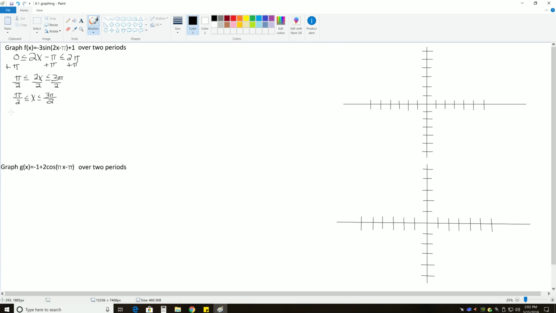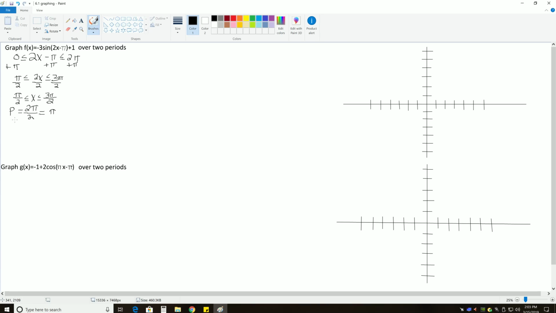So it's at this point that we now need to find our period. Remember, your period given sine or cosine is p equals 2 pi over b, which in this case b is this 2. B is always the number that's multiplied to your x. So we get 2 pi over 2. So p equals pi. One period of our graph is equal to pi.